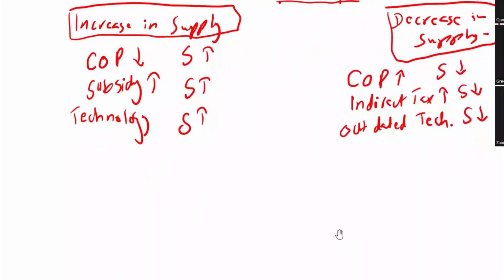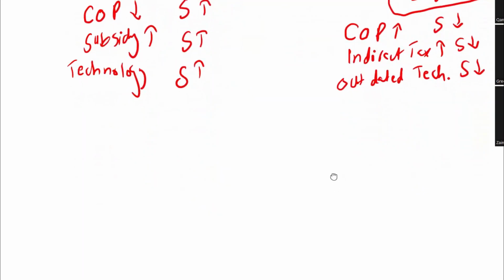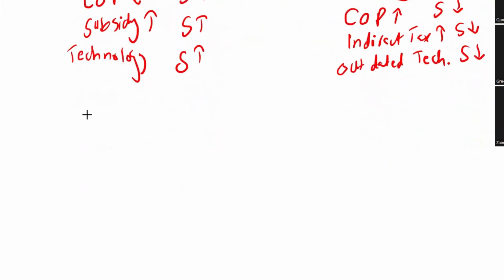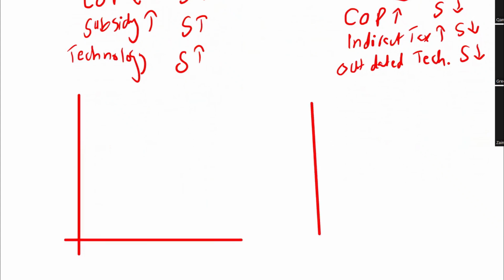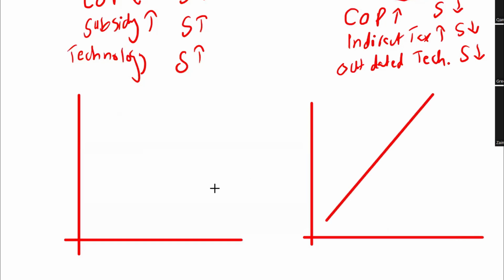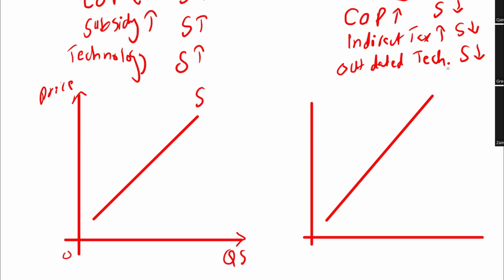Okay. So now we have to make the graphs for increase in supply and decrease in supply. And again, we draw the axis, right? We have to draw the x-axis and y-axis and make an initial supply curve like this, that is positively sloped. This is the origin point. On x we have quantity supplied, on y we have price. And this is the initial supply curve.